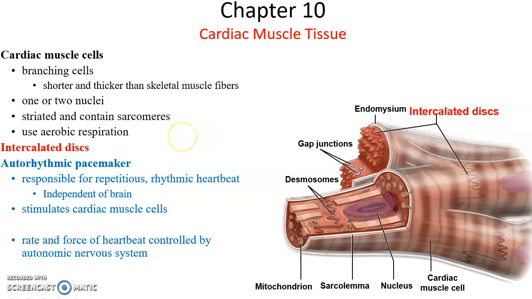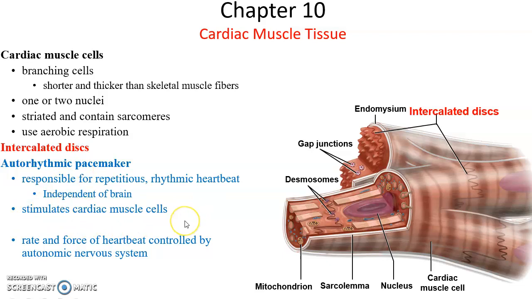Cardiac muscle tissue is also autorhythmic. It has a pacemaker, and the cells are able to contract on their own without a stimulus from nerves. So the autorhythmic pacemaker is causing repetitive rhythmic heartbeats. So it's causing the constant beating of the heart and is independent of the brain. So it itself is what stimulates the cardiac muscle cells.